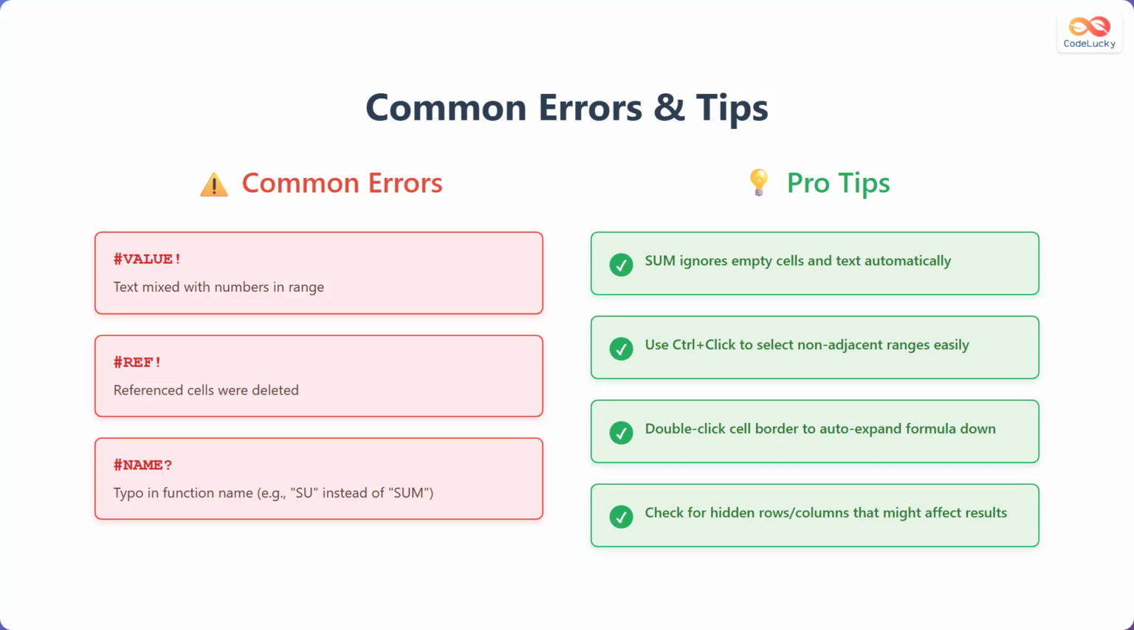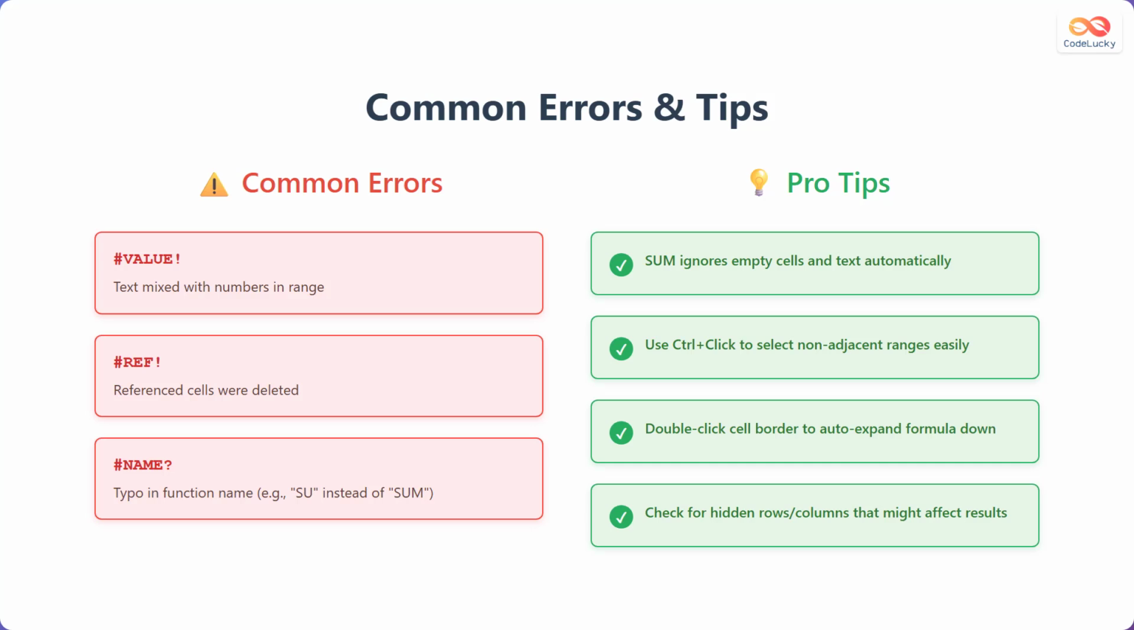Now let us explore some common errors and helpful tips for using the sum function. A common error is #VALUE!, which occurs when text is mixed with numbers in the range you are trying to sum. Another error is #REF!, which appears when the reference cells have been deleted. A third common error is #NAME?, which indicates a typo in the function name.